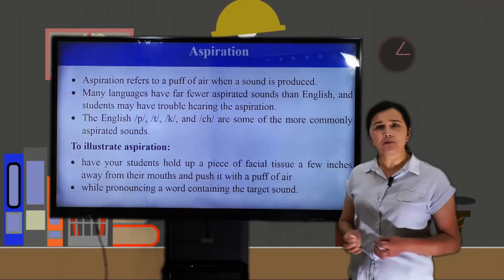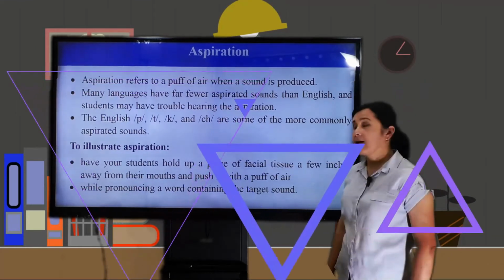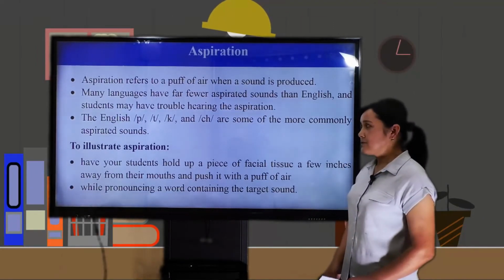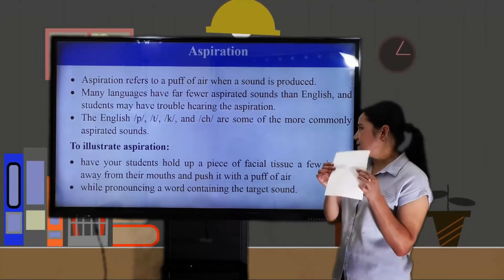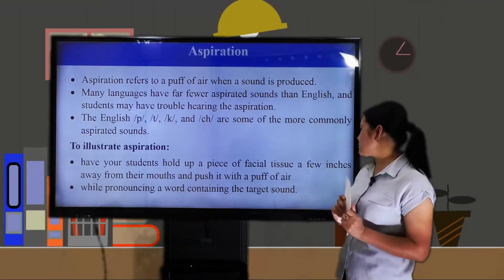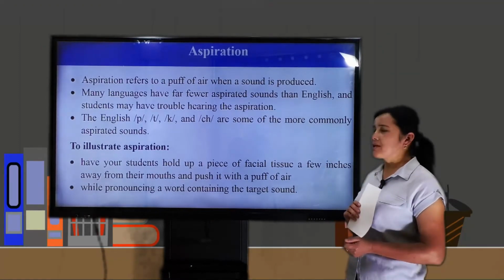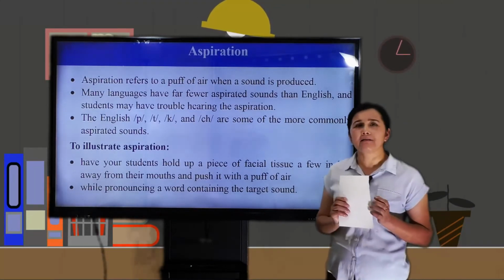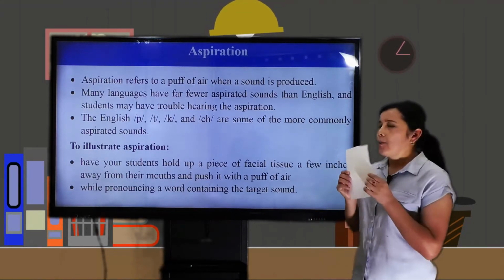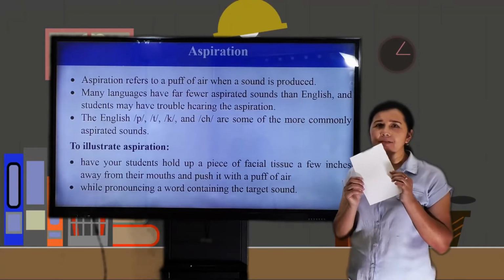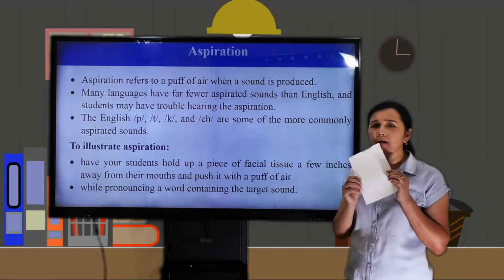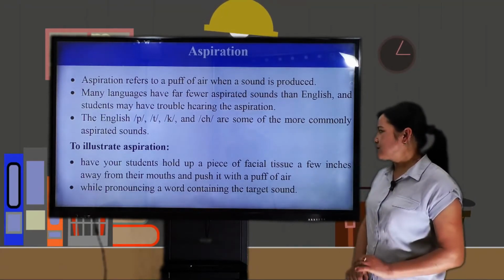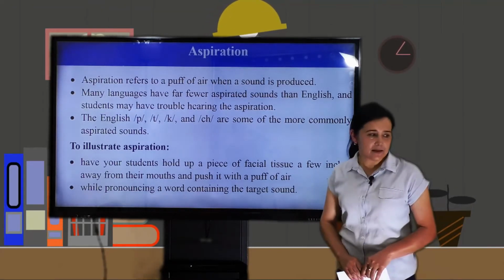And how to illustrate aspiration? Have your students hold up a piece of facial tissue a few inches away from their mouths and push it with a puff of air, like this. P, t, k. Do this while pronouncing a word containing the target sound.